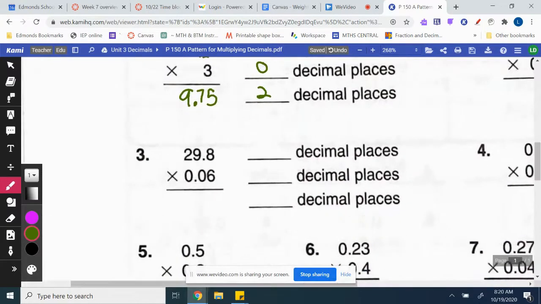Let's try number 3. I have 1 decimal place. I have 2 decimal places. Now I'm going to multiply. 6 times 8 is 48. Put down the 8. Carry the 4. 6 times 9 is 54 plus 4, 58. Carry the 5. 6 times 2 is 12 plus 5 is 17. Now 1 plus 2 is 3 decimal places. So 1, 2, 3.